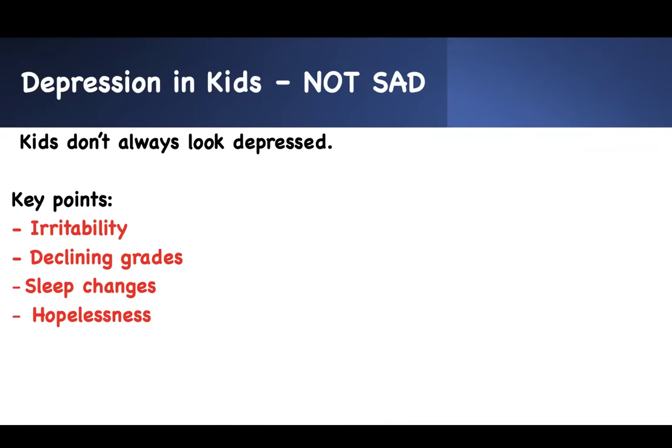A kid who is A+, all of a sudden C. They are irritable. You touch them, they're screaming. They can't sleep anymore, and they're hopeless. Those are the keys, but you won't see a sad face all the time. Always irritability and declining grades are the two keys, before sleep and hopelessness. Assess safety.